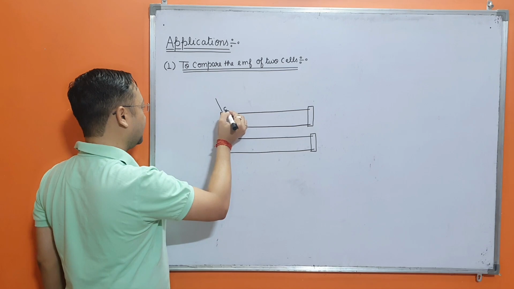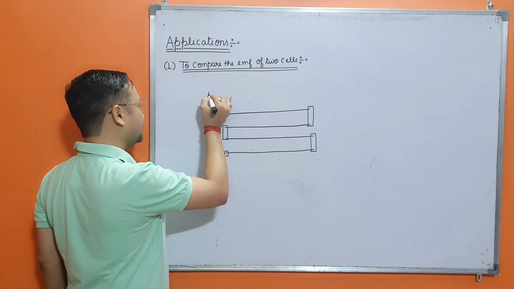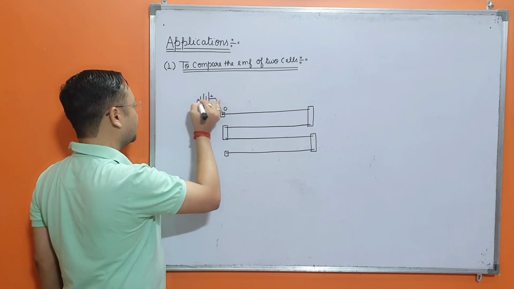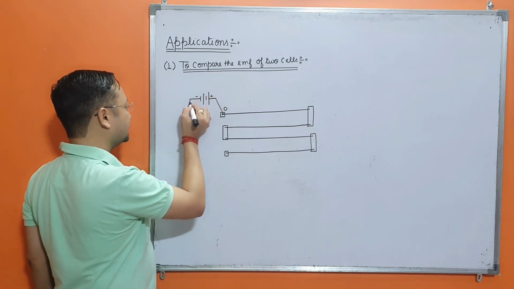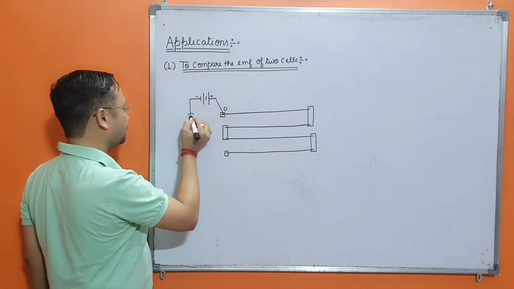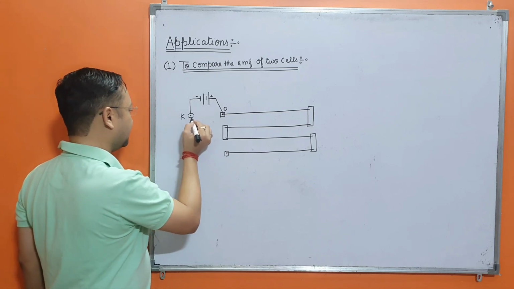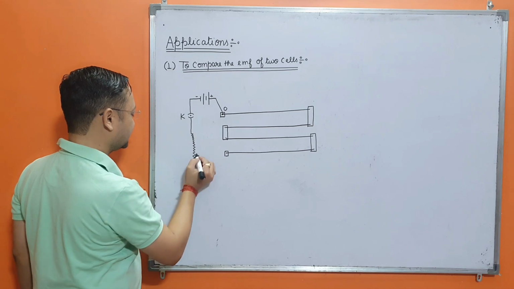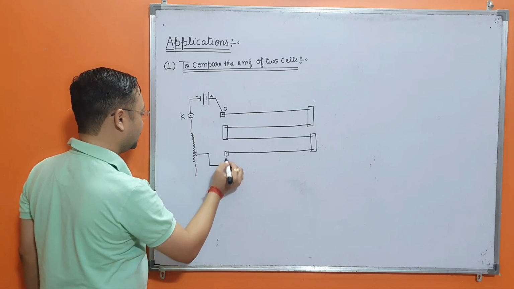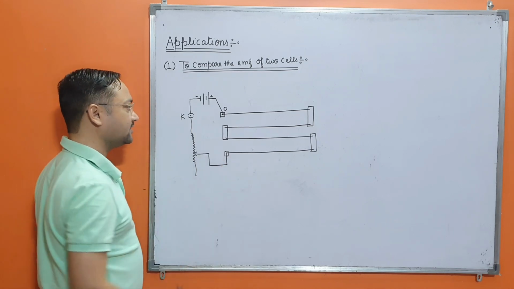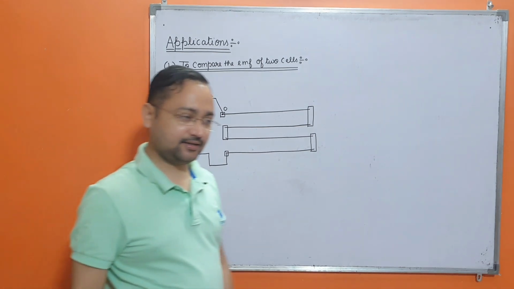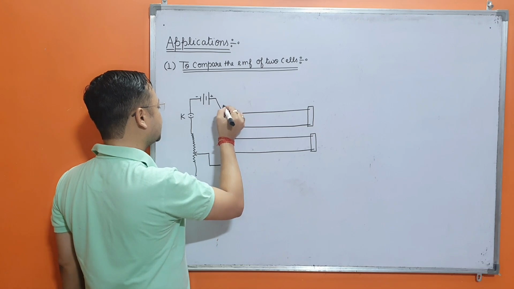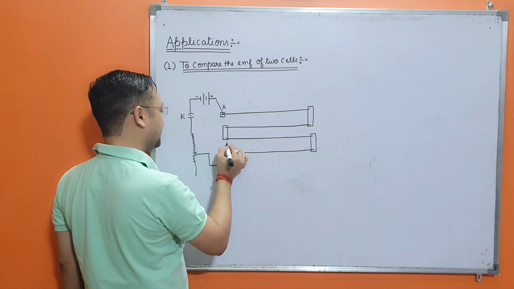If you consider this the zero end, then you will connect the positive terminal of the driver cell from here, and the negative terminal is connected to a key, and then a rheostat for changing the current in the circuit. I have already explained this, and this is the actual auxiliary circuit that will be available in the lab. This is the end A and this is the end B.